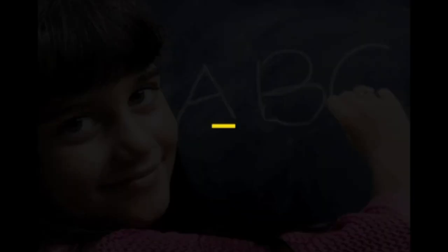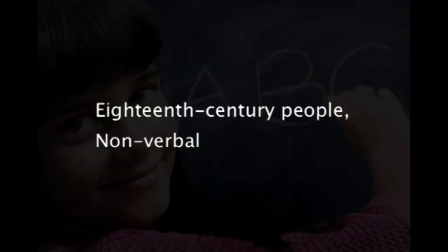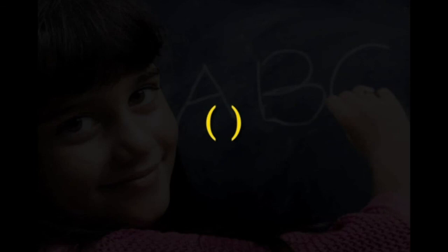Let us look at another punctuation mark, hyphen. A hyphen is used to join two words or to separate a phrase from the rest of a sentence. Let us look at an example, "18th-century people." In this example, 18th-century has a hyphen or a dash. Or another example, "non-verbal." Now, let us look at the last punctuation mark, brackets.